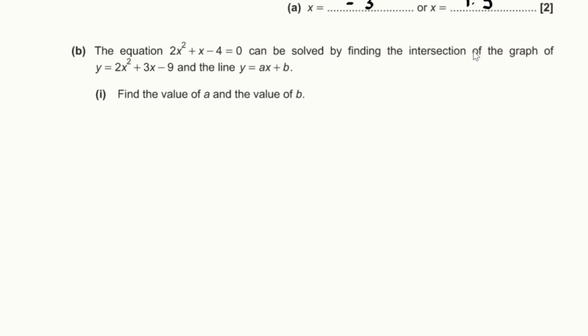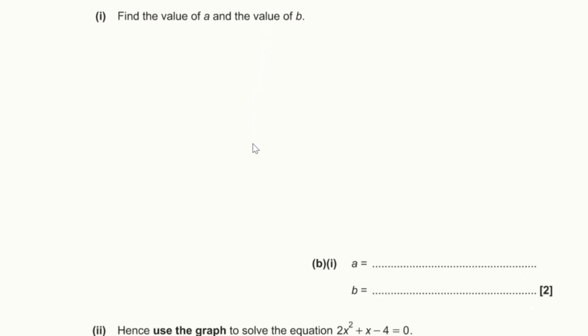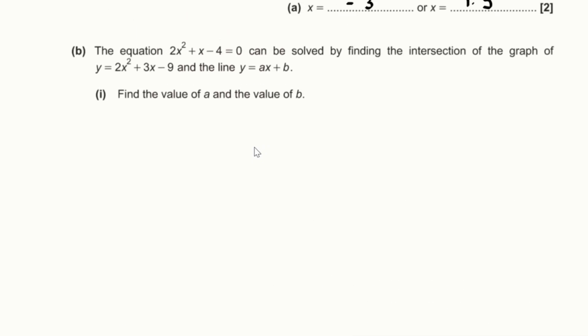Now, for part B, the equation 2x squared plus x minus 4 equals 0 can be solved by finding the intersection of the graph of y equals 2x squared plus 3x minus 9 and the line y equals ax plus b. We have to find the values of a and b. So, what we will do here, if we solve these equations simultaneously, we end up with the graph here.